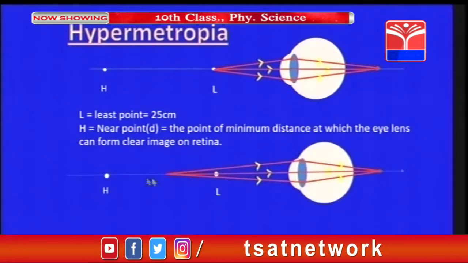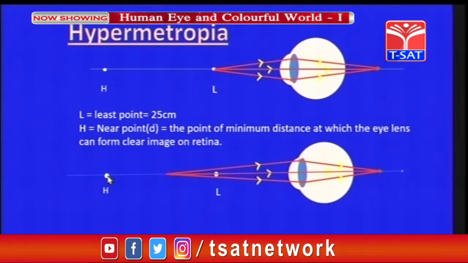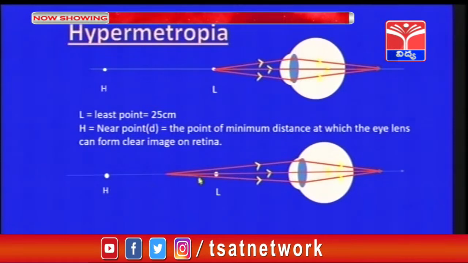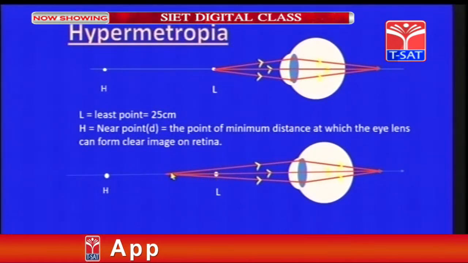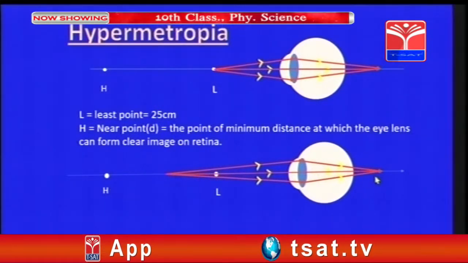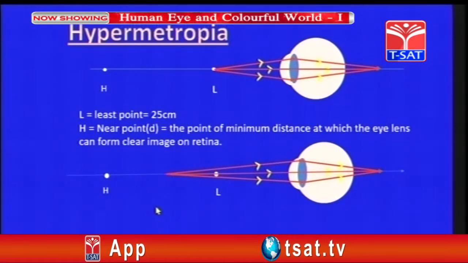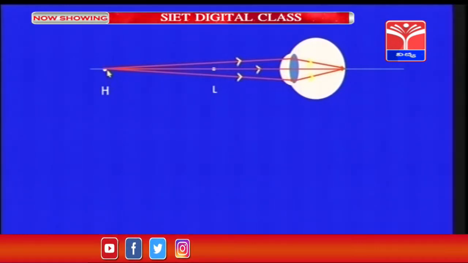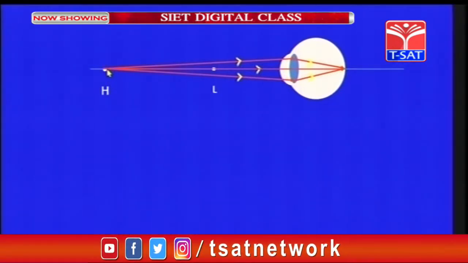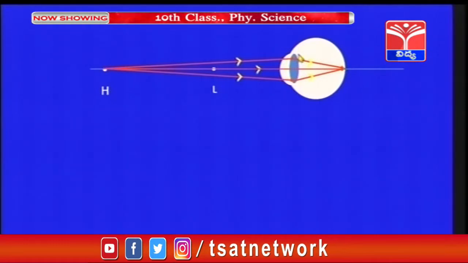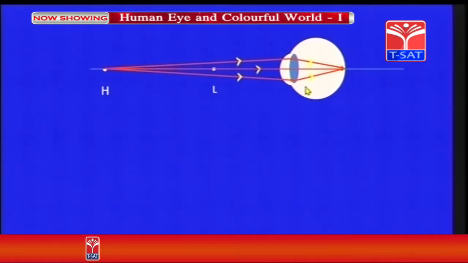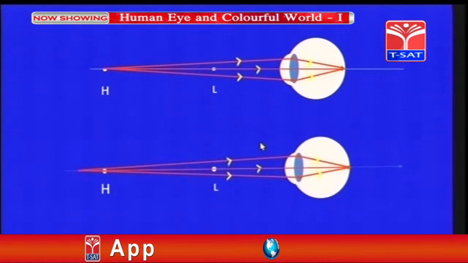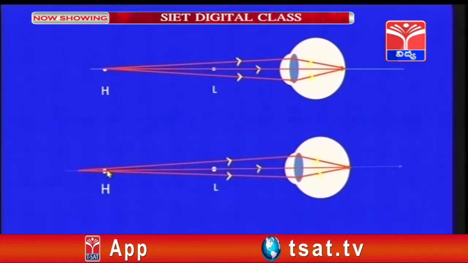Let us see this diagram. So when the object is placed in between the near point and the least distance, the image is formed behind the retina. This type of defect is known as hypermetropia. When the object is placed at the near point, then we are able to see the object clearly because the eye lens forms the image on the retina. If you place the object beyond this point also, we can see the objects clearly.